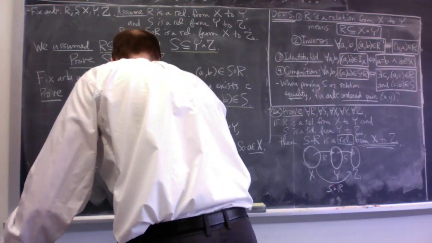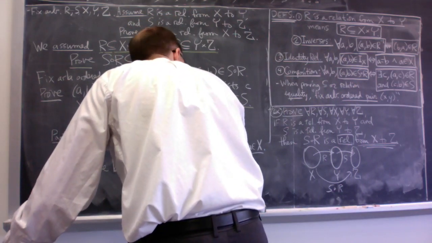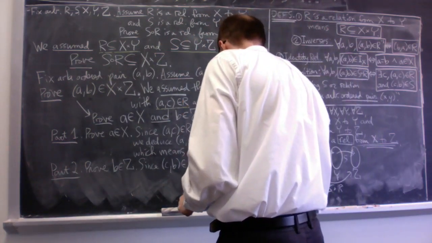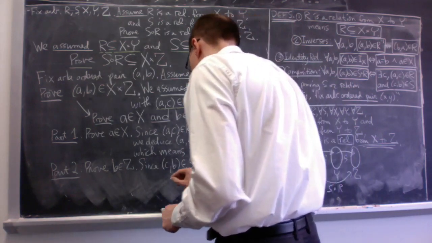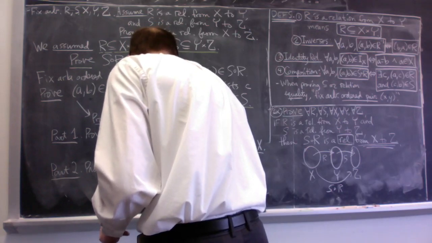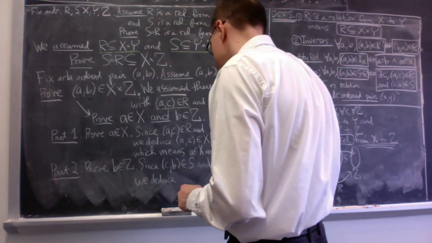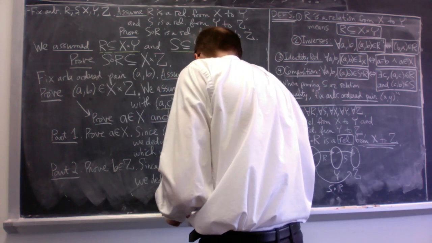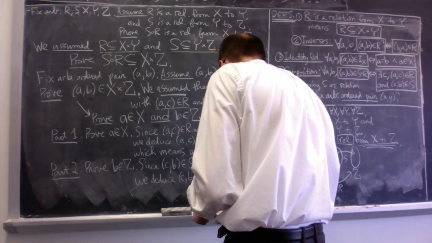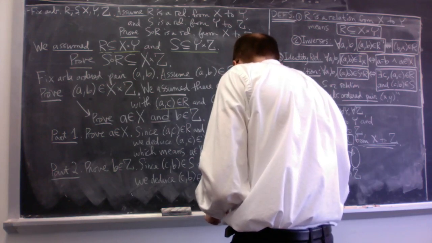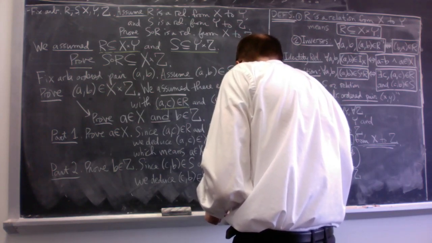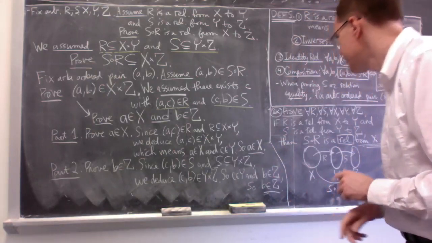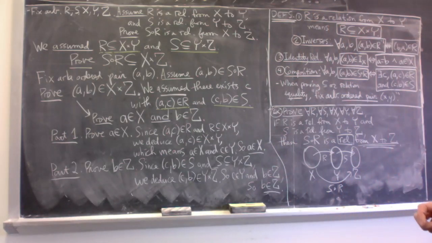And now hopefully we'll just use this. Since CB is in S, here we assume that, and S is a subset of Y cross Z, we deduce that CB is in Y cross Z. And that means that C is in Y and B is in Z. So what we need, the second half of that and, is the goal that B is in Z. All right, so that's that.